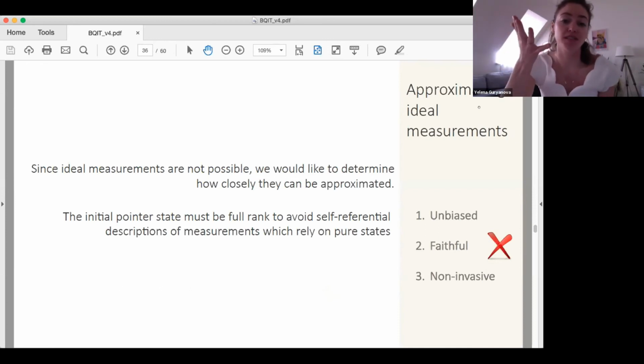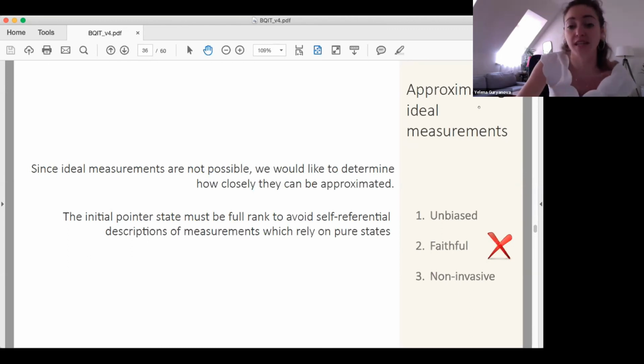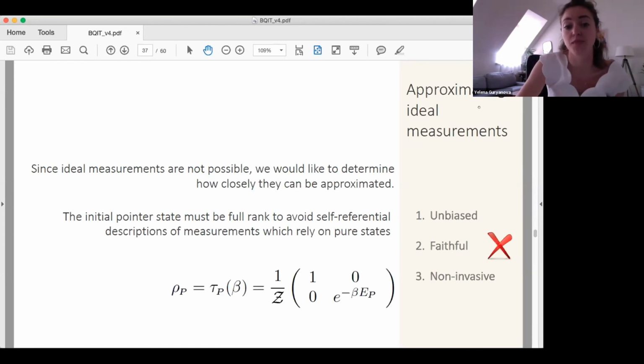that the initial pointer state must be full rank to avoid self-referential descriptions of measurements which rely on pure states. If you have a pointer which is not full rank, that means you've somehow projected onto a non-trivial subspace of the pointer. So you've somehow done a projective measurement, which is the same as having a pure state on this subspace. So what's a good candidate for a full rank state?